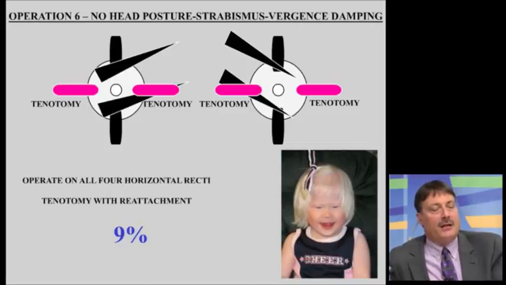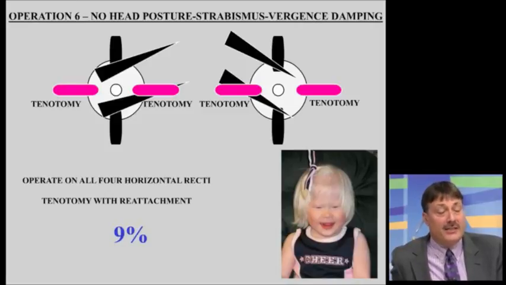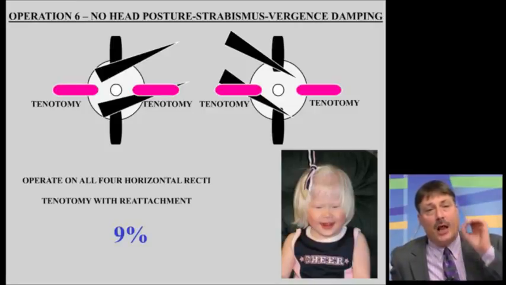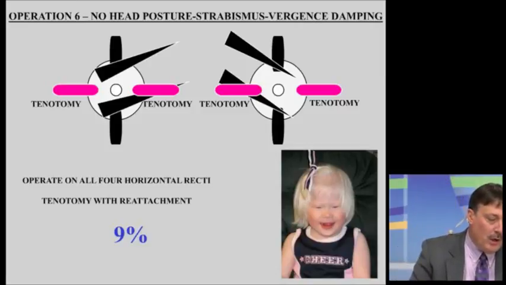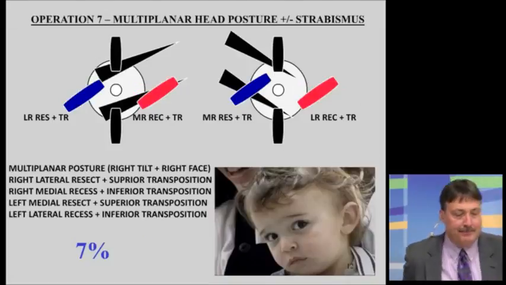And I believe that a lot of the patients that require second procedures, especially for strabismus, are the result of innately poor fusion in addition to the nystagmus. If you have a patient with good fusion, you can do a lot on their eye muscles and get away with it. Operation number 6, which is tenotomy and reattachment alone, is only 9%, or less than 1 in 10 patients, who have only nystagmus with no anomalous head posture, no strabismus, and no convergence damping.